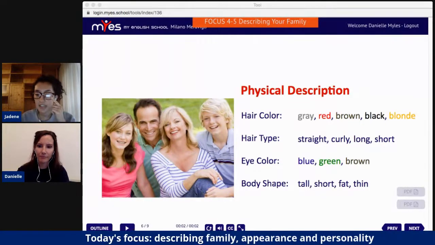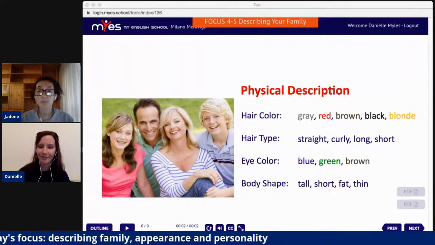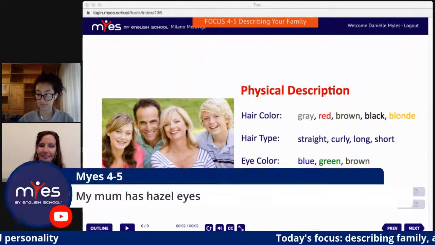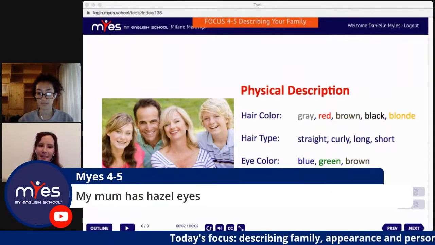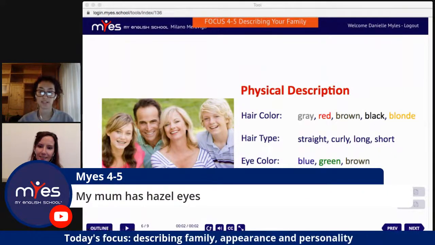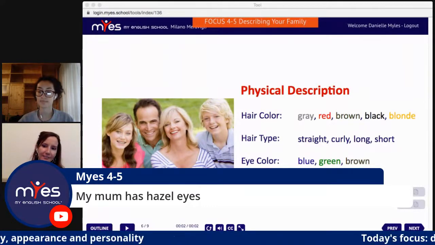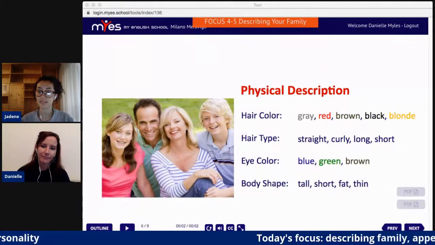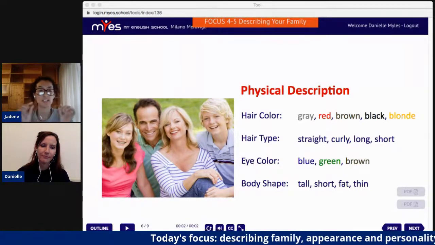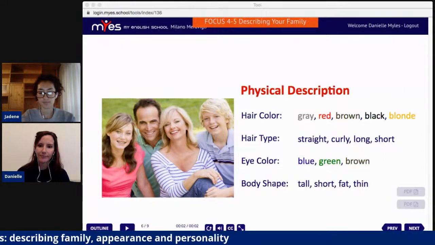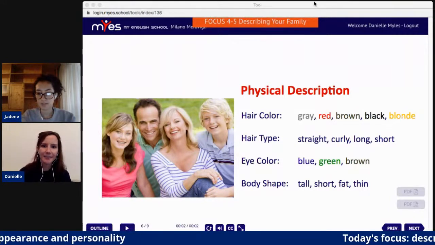Okay, Juliana, can you write an example with hazel, please? Yeah, my mum has perfect hazel eyes. Right. We use it the same as any color. Yeah, they are a bit green and a bit brown. Okay, should we go on, guys?